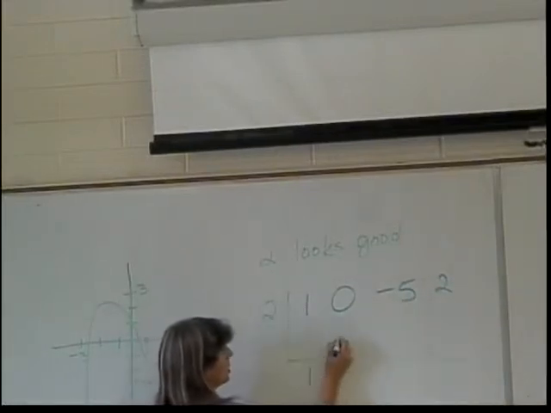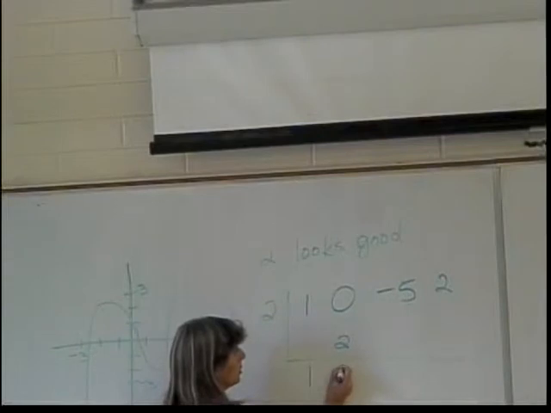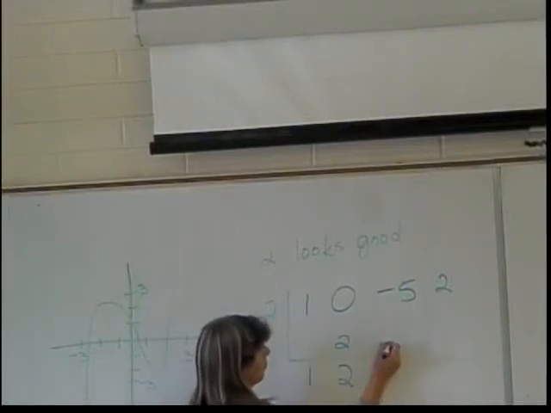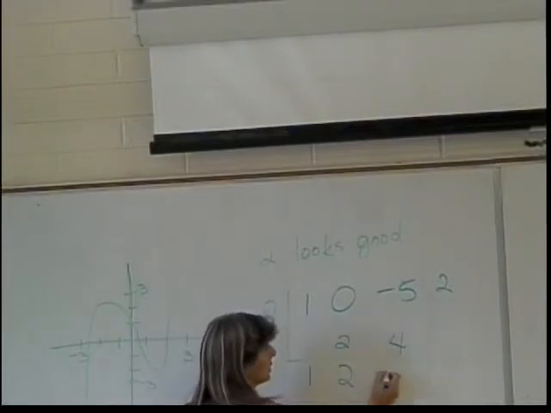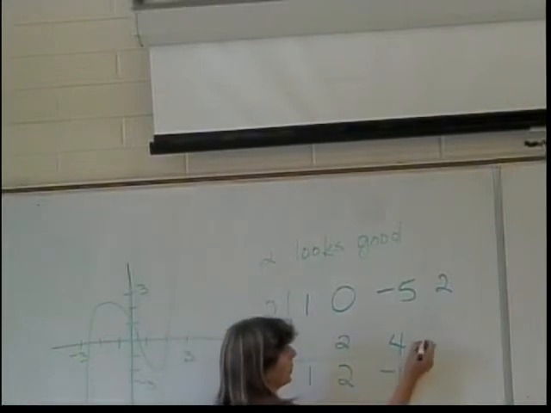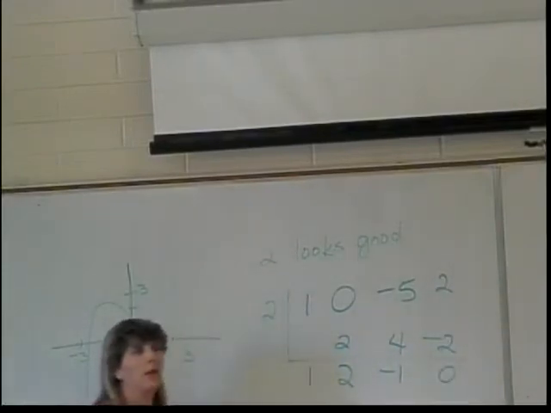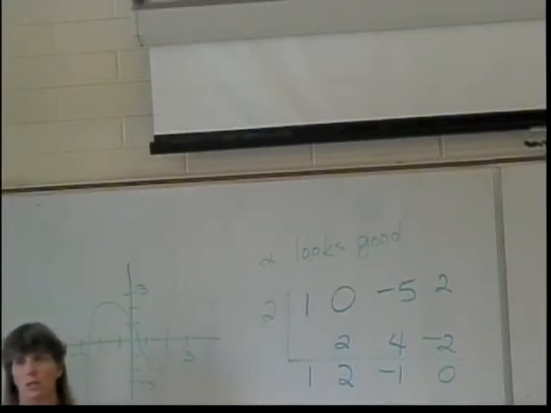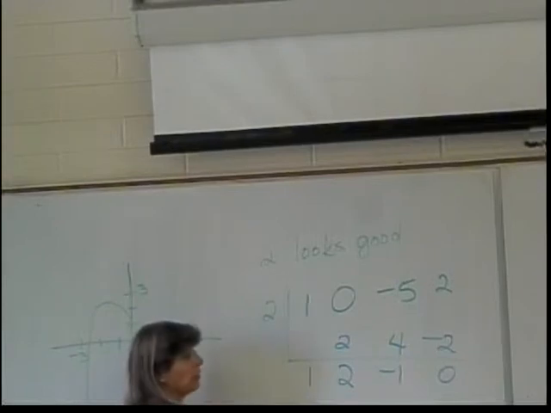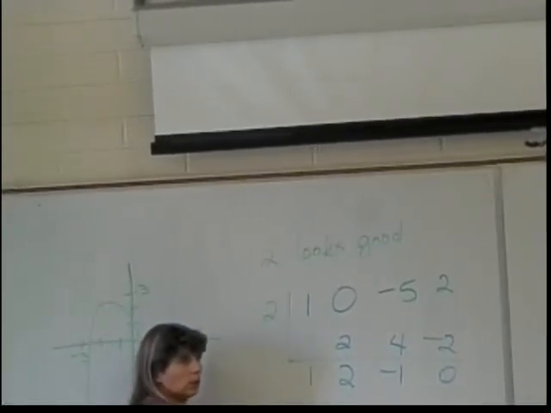2 times 1 is 2. 0 plus 2 is 2. 2 times 2 is 4. Negative 5 plus 4 is negative 1. 2 times negative 1 is negative 2. 2 plus negative 2 is 0. Yep, not only did it look good, but it really turned out to be a 0. Yay. And what am I left with that I need to finish figuring out what the zeros are?